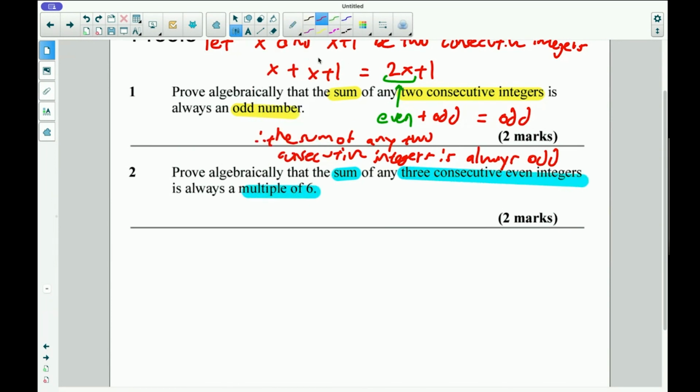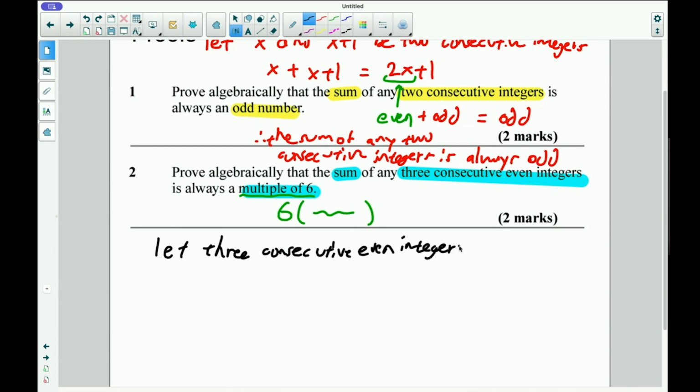Okay, so we're looking at the sum of 3 consecutive even integers, and we're looking at a multiple of 6. Even before we get into this question, we want to understand what a multiple of 6 looks like. A multiple of 6 means that I'm going to have 6 multiplied by something inside of the brackets. So we're going to say, let 3 consecutive even integers be, let's go with 2n, 2n plus 2, 2n plus 4.